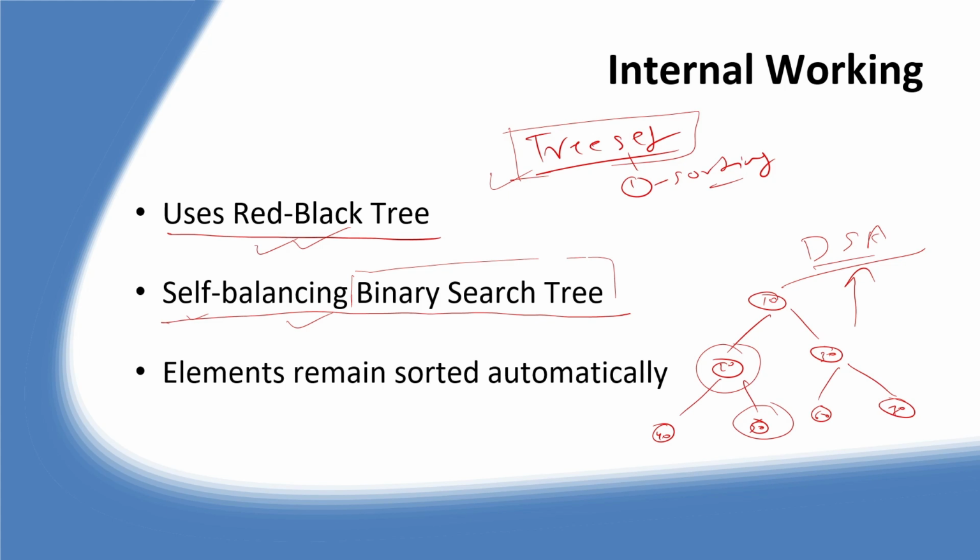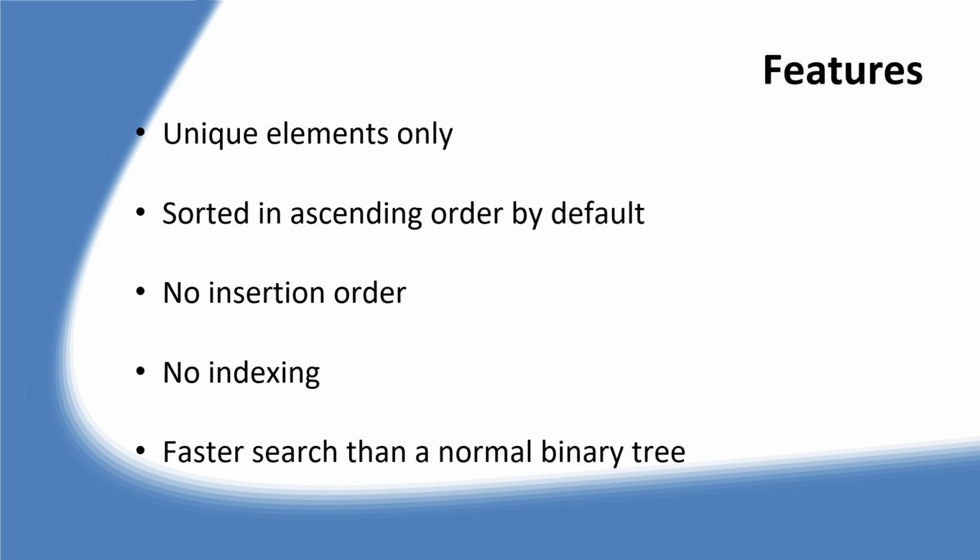It ensures efficient searching and sorting. So for TreeSet, the first point we should remember is sorting. Elements remain sorted automatically even if we are adding or removing elements. So that is the internal working of the TreeSet. In most interview questions about collections, the internal working and internal data structure used is asked. So this is a very popular topic for collections. Let's look at the features of TreeSet.